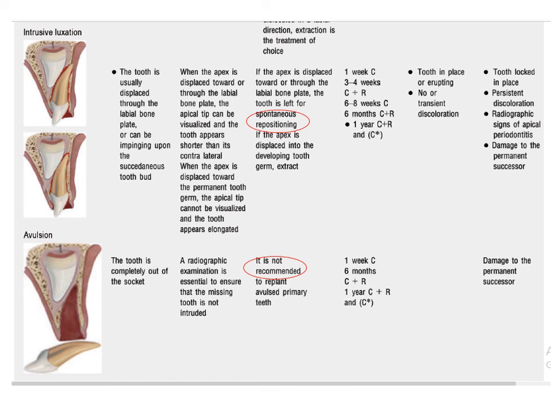Then in avulsion type of injury, that is, the tooth is completely out of the socket, radiographs have to be taken to ensure the tooth is missing and not intruded, and it is not recommended to replant avulsed primary teeth.